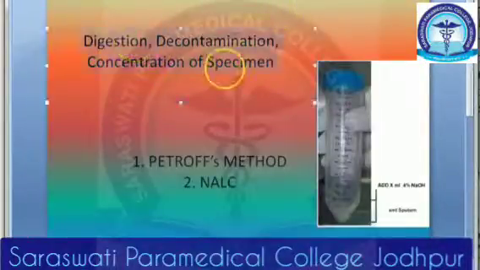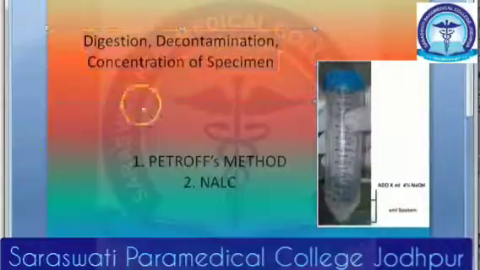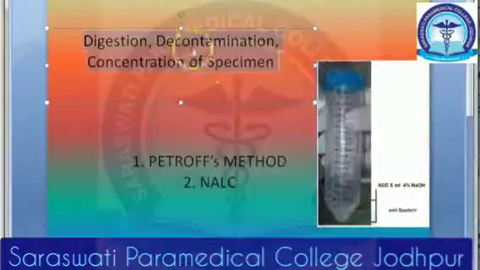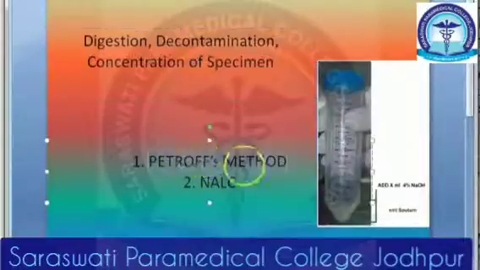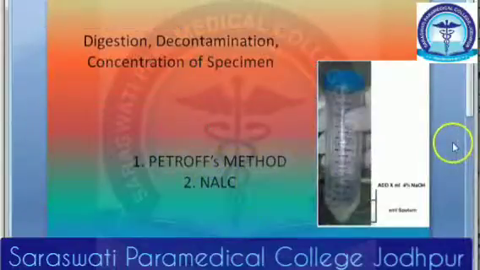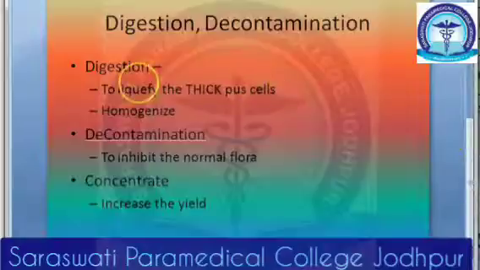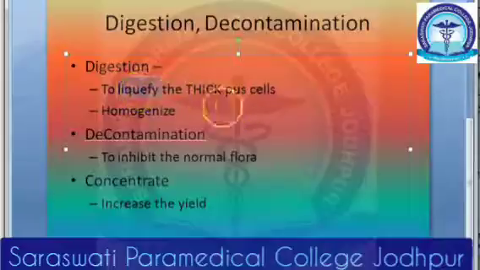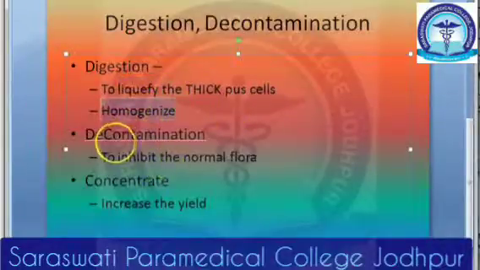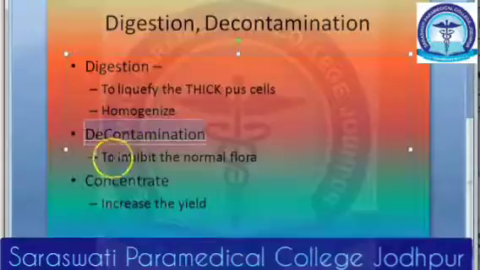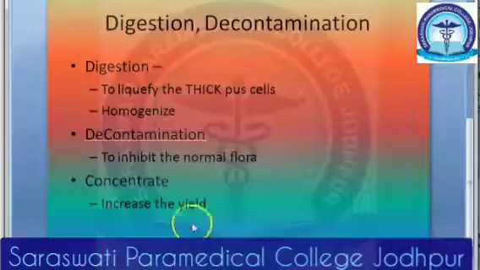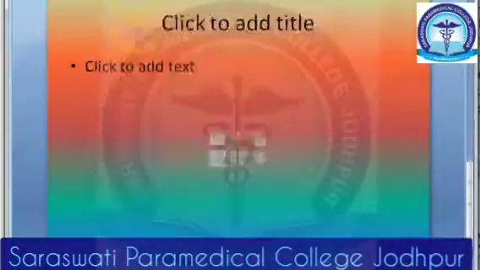So we were here. The whole idea of this video is to understand how you will process the specimen. The first thing you will do is digest, decontaminate, concentrate it. There are two methods available: Petrov method, NALC method. We will come to the details of that. First, understand why digestion is done. Digestion is to liquefy the thick pus cells, homogenize it, and decontamination is to inhibit the normal flora. Concentration is to increase the yield. Perfect. Now let's move on.